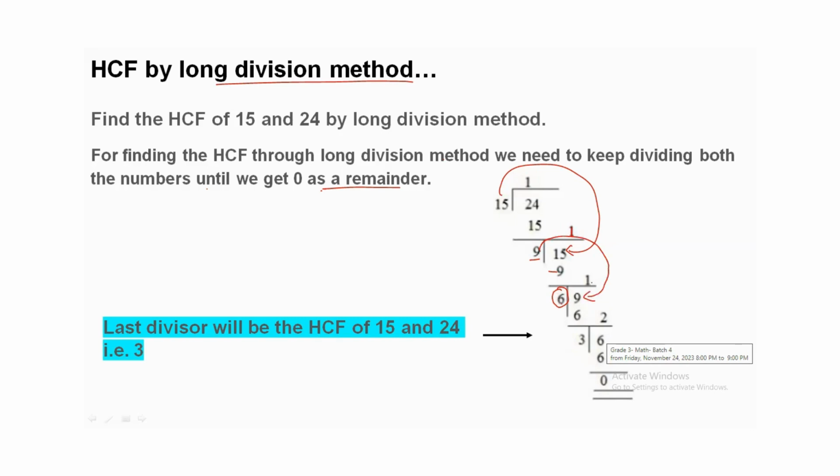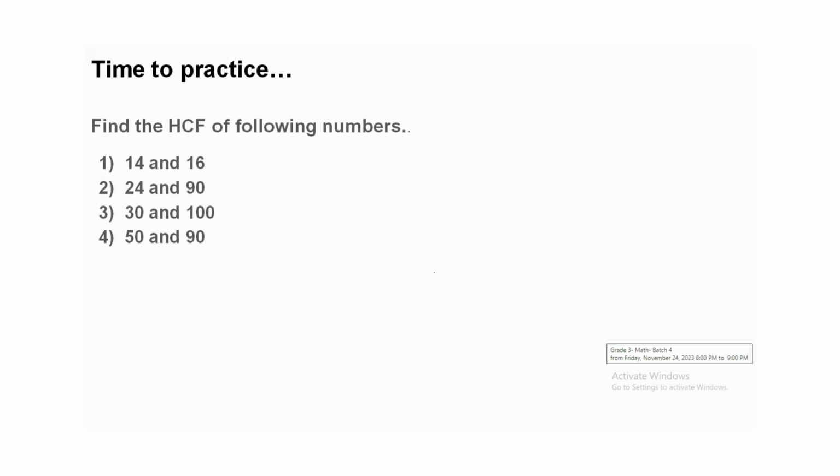So 6 times 1 is 6, and 3 is remaining. Now here you can see that 6 is the divisor at this time, so 9 becomes... 6 becomes the dividend and 3 becomes the divisor. Now 3 times 2 is 6, and 6 minus 6 we get 0. So whatever the last divisor is, that last divisor will be our HCF. Understood?